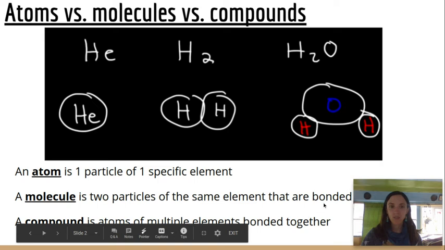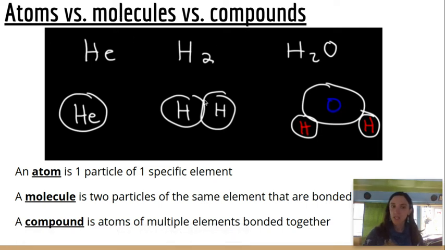So first, I wanted to make sure that everybody understands the difference between an atom, a molecule, and a compound. So an atom is one particle of one specific element. So in this picture up here, we have helium, and just one particle of helium is called an atom. So if you had one particle of carbon, that's an atom. Or if you had one particle of sodium, that's an atom. Now, if you have a particle of water, that's not an atom, and we'll talk about that in a second.